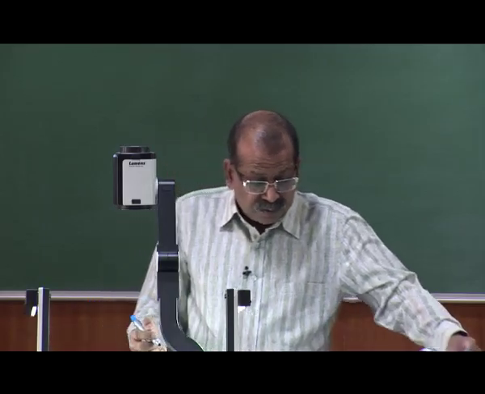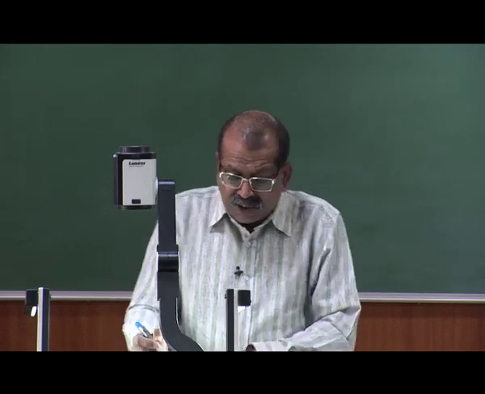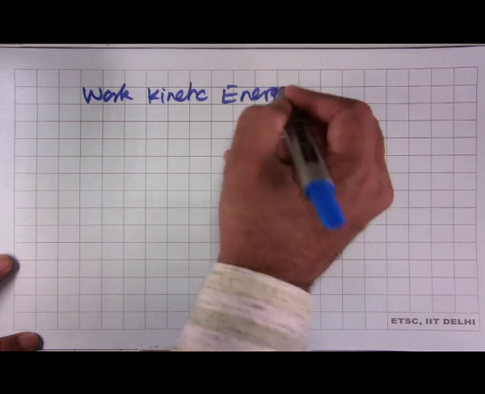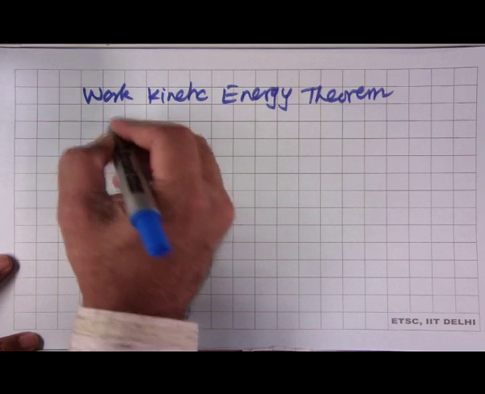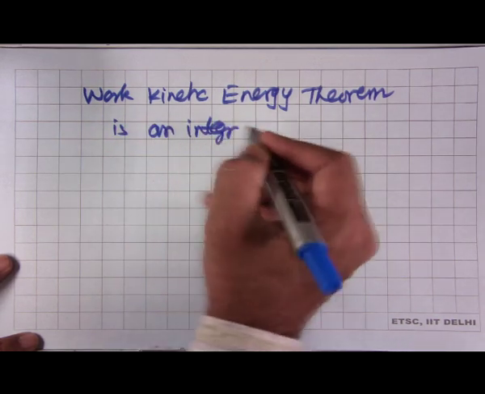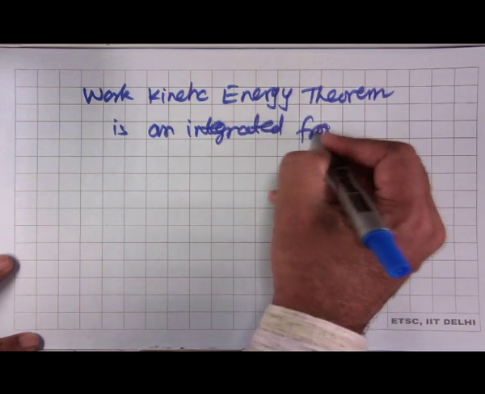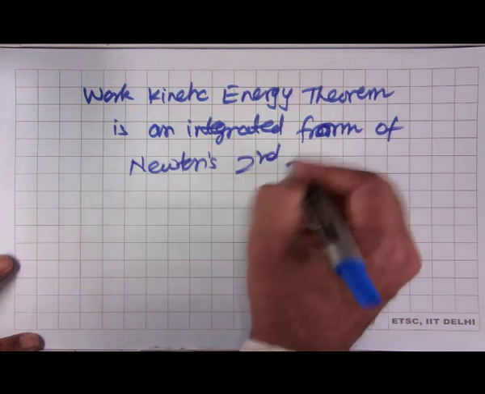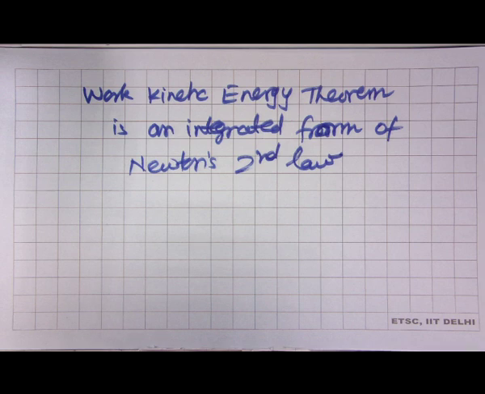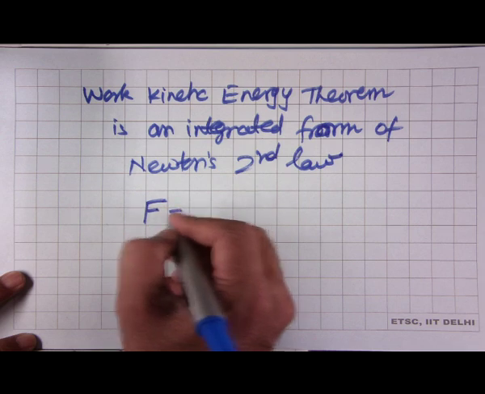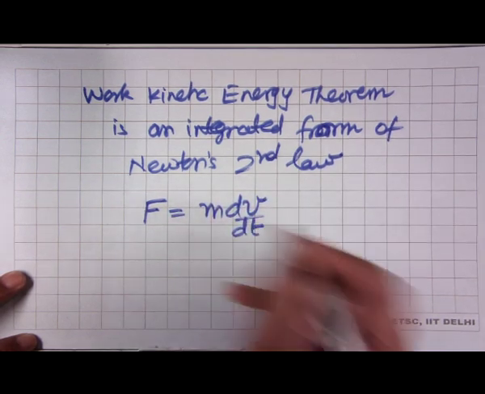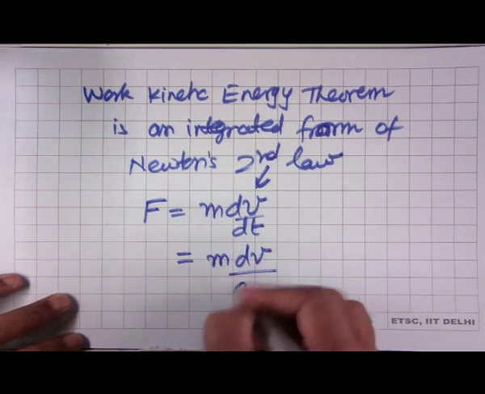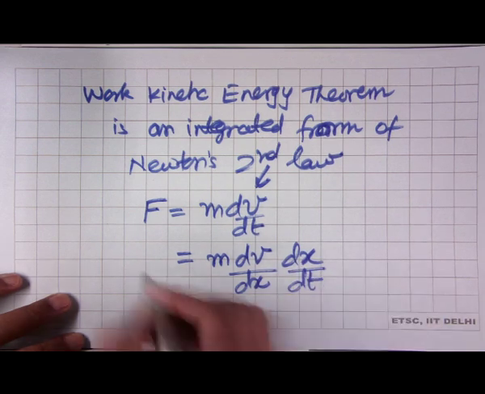Now, we also see that this work kinetic energy theorem is an integrated form of Newton's second law. And this we can also see if we look at simple one dimensional motion, if we look at F is equal to m times dv by dt, m times acceleration, this is Newton's second law, and this we can write as m times dv by dx into dx by dt using the chain rule.